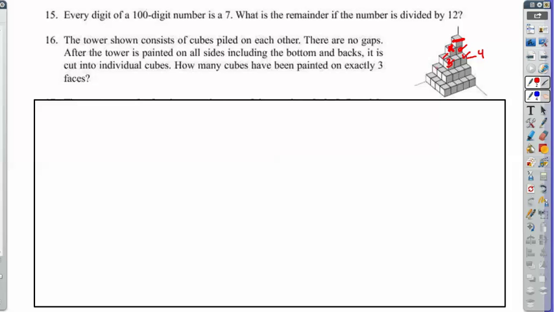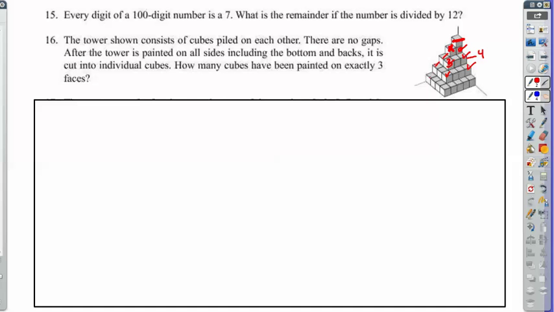1, 2, 3. Yes. 1, 2, no. 1, 2, 3. Yes. 1, 2, no. 1, 2, no. 1, 2, on the back 3. And then the ones underneath it would only have 1. The one at the corner would have 2. It's okay, so we're good there. So it's just the corners on that one.